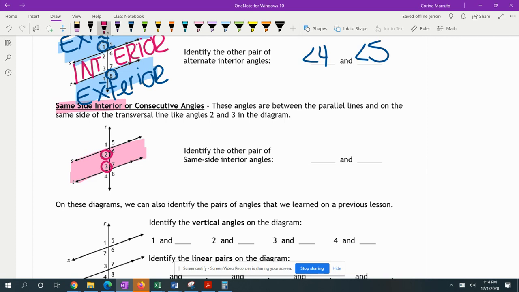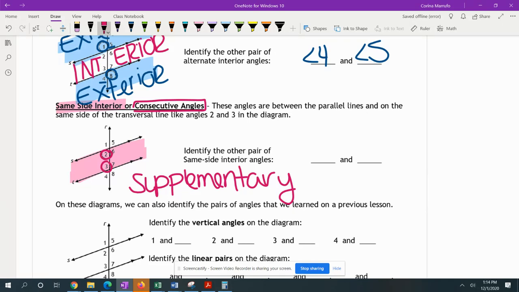Now they're also called consecutive angles. They're called consecutive angles because they're right next to each other. Okay. Now these ones are not congruent. This is the only pair of angles that are not congruent, or the special pair of angles. These are supplementary.